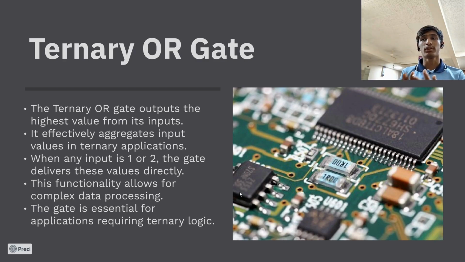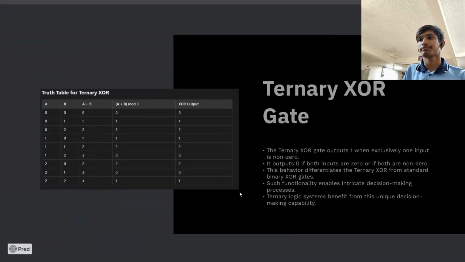When any input is 1 or 2, the gate delivers this value directly. For example, if the values are 0 and 1, the output will be 1. If 1 and 2, then 2. And if both are the same, then the same value. This functionality allows for complex data processing. The gate is essential for applications requiring ternary logic.